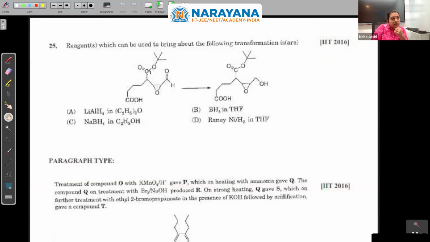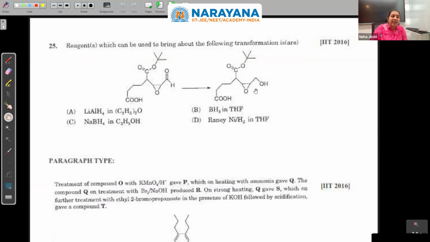See, they have ester here, and they are not converting the ester in the product. Reagent which can be used to bring out the following transformation. Matlab, ester should not be reduced. Acid not reduced. Okay. Epoxy not reduced. Aldehyde is reduced to alcohol. Only aldehyde is reduced to alcohol.